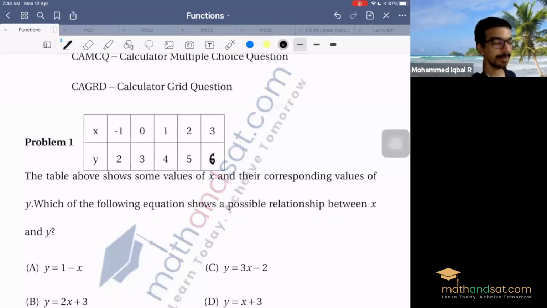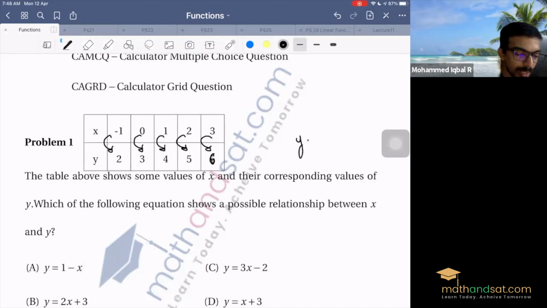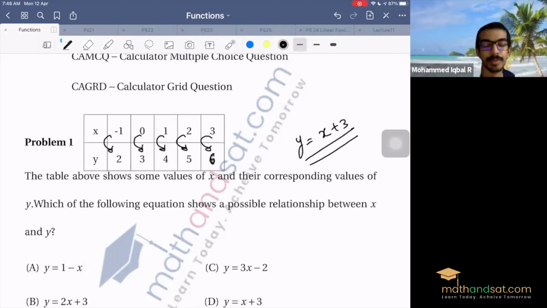Yeah. So one way to figure it out is you just look at the relationship. You're adding 3 here, you're adding 3 here, you're adding 3 here, you're adding 3 here. So in general, to get y, you add 3 to x. Your y is x plus 3. So this was possible because the pattern was very clear to us. It was obvious. Otherwise, how will you do it?